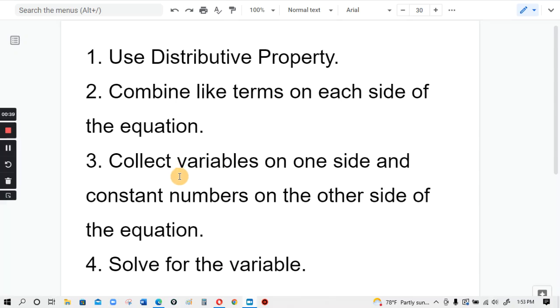Step 3, you want to collect the variables on one side and the constant numbers on the other side of the equation. All right, the variables will be the ones with letters in them, and the constant numbers will be the ones with no letters in them. So you want variables on one side and numbers on the other. And then finally, step 4, you solve for the variable.